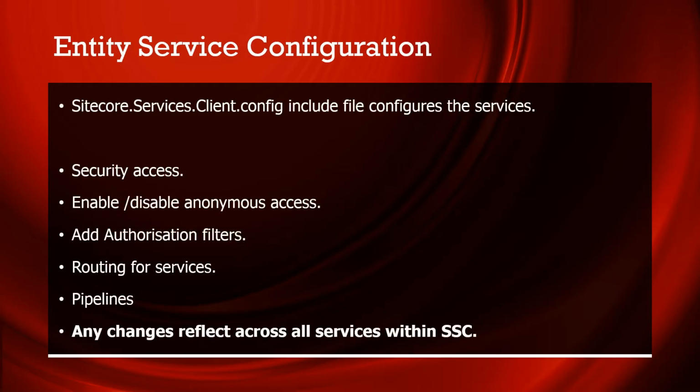So a little bit about configuration first. All the configuration for Sitecore.Services.Client and Entity Service is within this config file here. It has everything to do with our security access, so which user we access our service under. We can enable and disable anonymous access. We can add custom and standard authorization filters. All our routing for our services are in here, and all the pipelines as well. It's worth taking into account that anything you change within this config file will reflect across all your services within Sitecore.Services.Client.